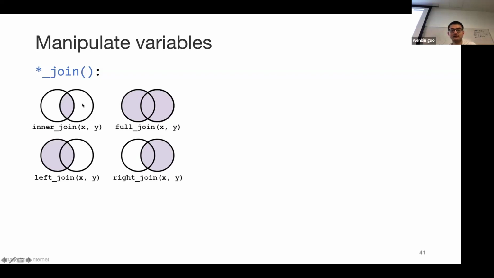So for example, the inner join considers the common observations. The full join considers all the observations. The left join only considers the observations from the left data frame, which is X here. And the right join considers the observations in the right data frame, which is Y.